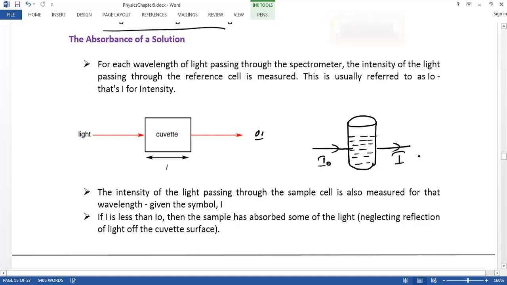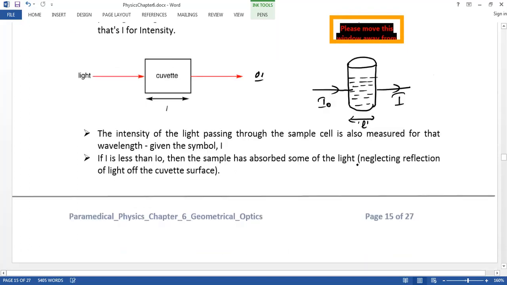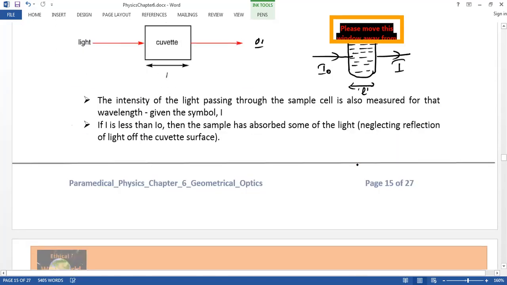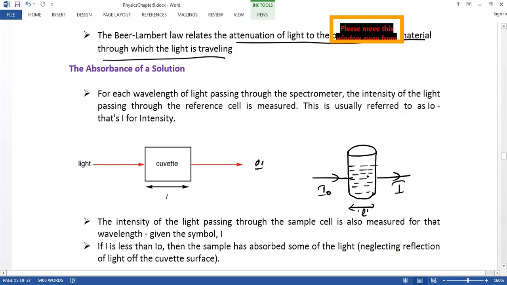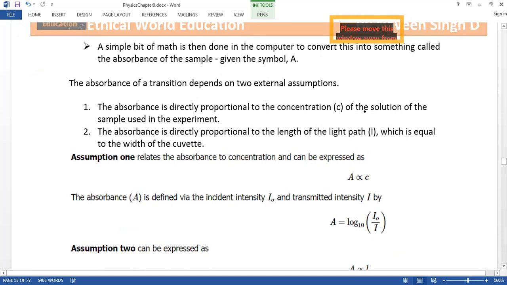So let us discuss the Beer and Lambert law. This is the cuvette, same diagram, and this is the length of the cuvette. Here the absorbance of the solution depends on two factors. The first factor is that absorbance is directly proportional to the concentration of the sample used. The next one, it is directly proportional to the length of the path traveled, which is equal to the width of the cuvette.